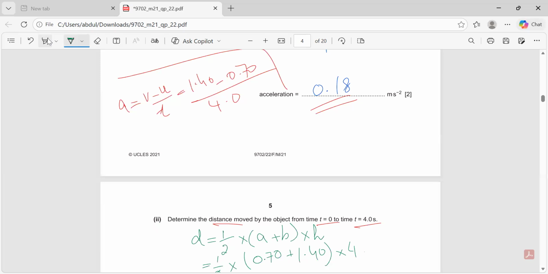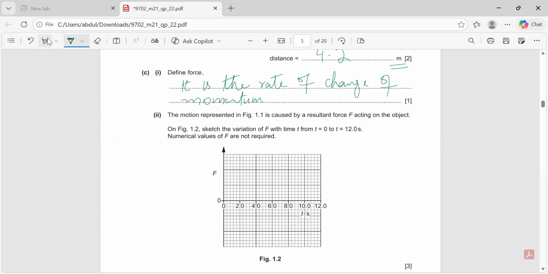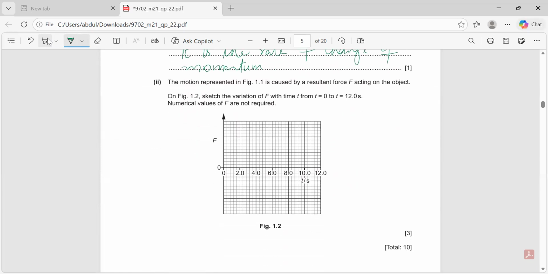Now, next is define force. F is equal to ma. But the best way is: it is the rate of change of momentum. It is the rate of change of what? Momentum. Okay. Now, dear friends, we have to plot a graph.